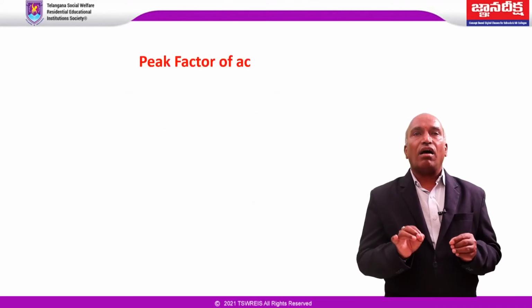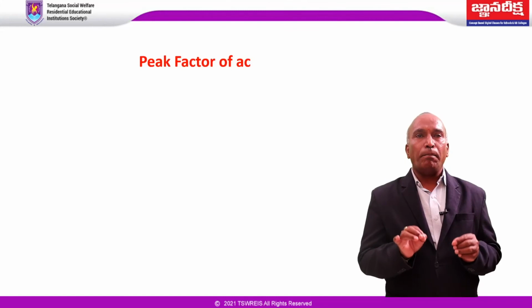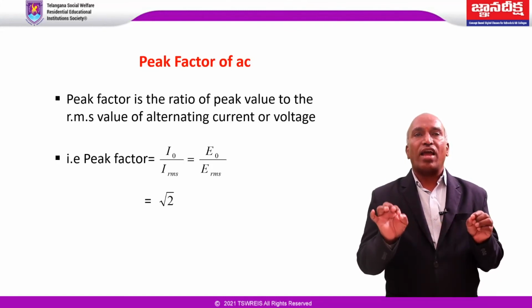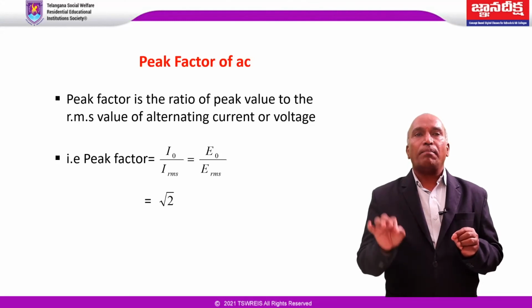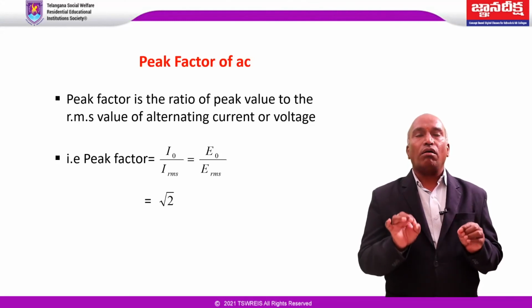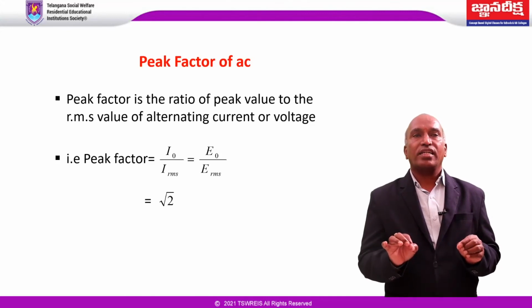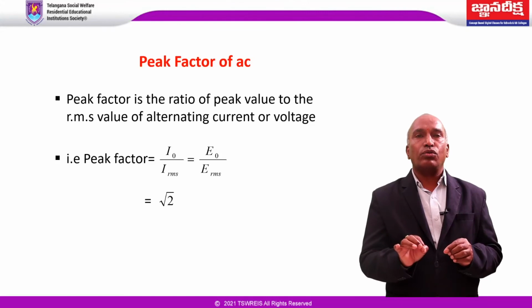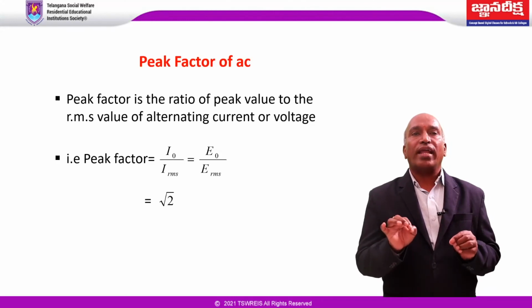Peak factor of AC. Peak factor is the ratio of peak value to the RMS value of alternating current or voltage. That is, peak factor is equal to I naught by I RMS, that is equal to E naught by E RMS, that is equal to root 2, a constant.